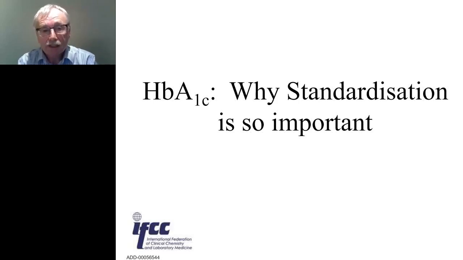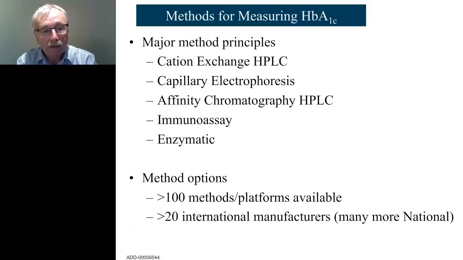So why is standardization so important? Well, as I've already said, there are a large number of different method principles available for measuring hemoglobin A1C. Cation exchange chromatography, capillary electrophoresis, affinity separation, immunoassay, enzymatic, and also around the world, there are over 100 different methods and platforms available, and over 20 international manufacturers. And when you consider national manufacturers, there are many, many more.